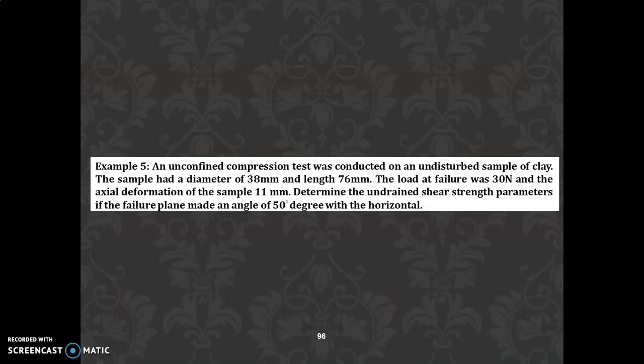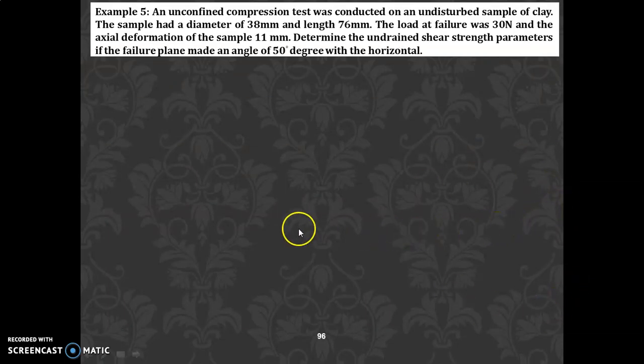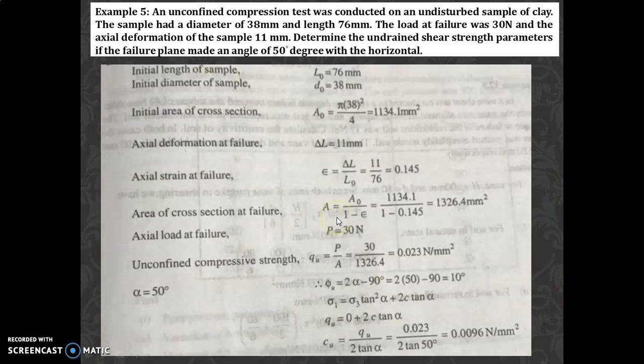Let us take one more example. An unconfined compression test was conducted on an undisturbed sample of clay. The sample had a diameter of 38 mm and length 76 mm. The load at failure was 30 Newton and the axial deformation of the sample was 11 mm. Determine the undrained shear strength parameters if the failure plane made an angle of 50 degrees with the horizontal.